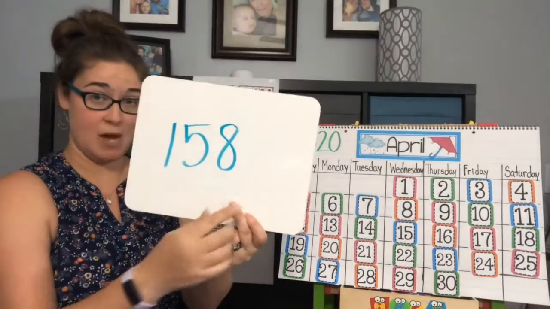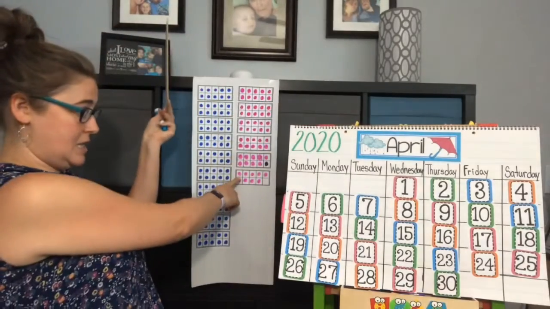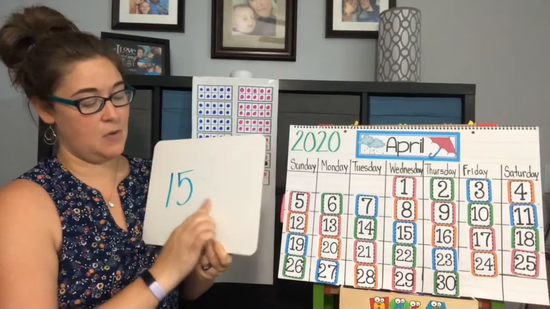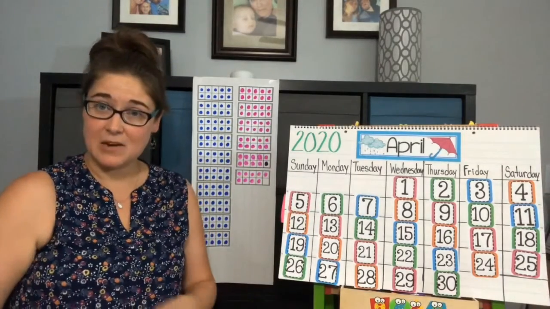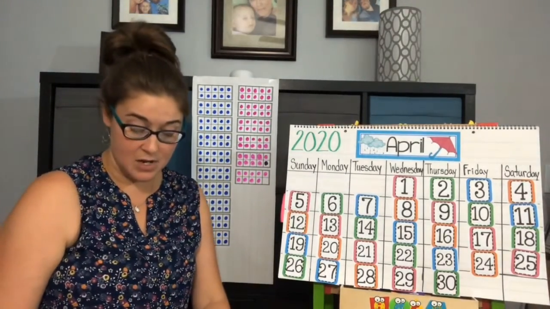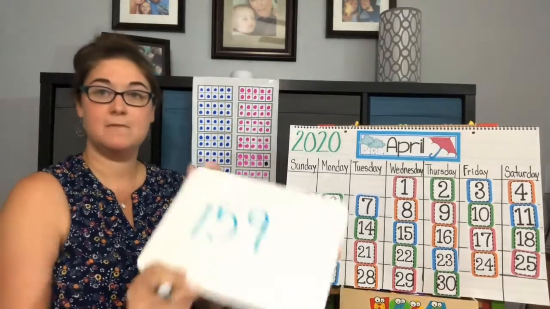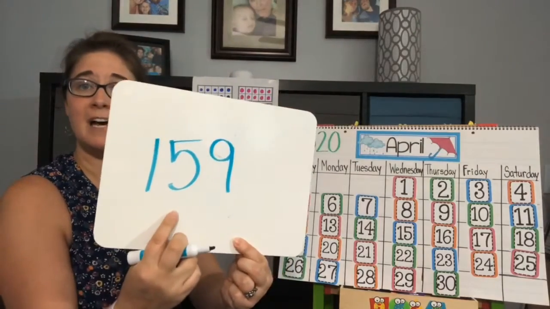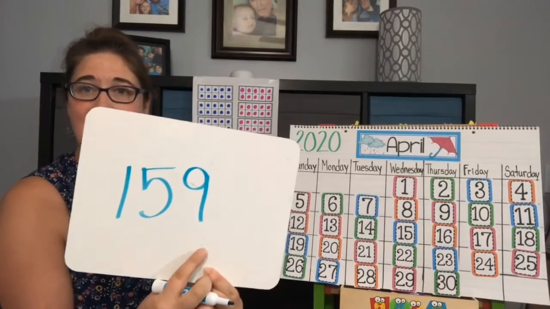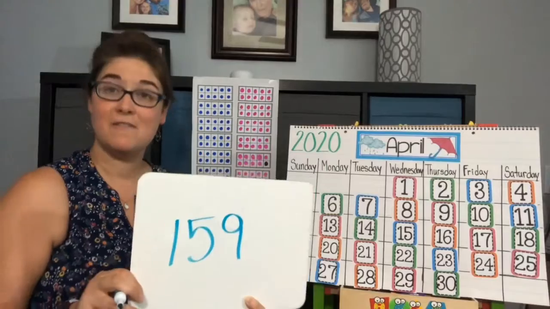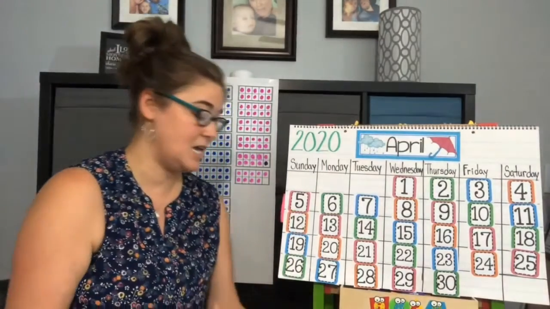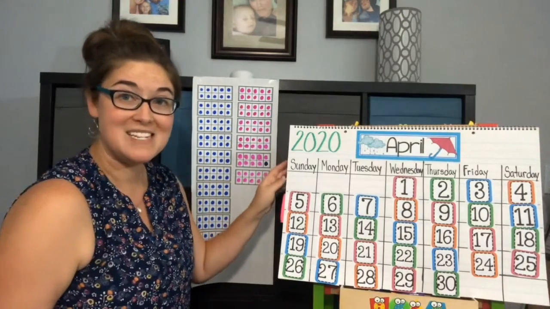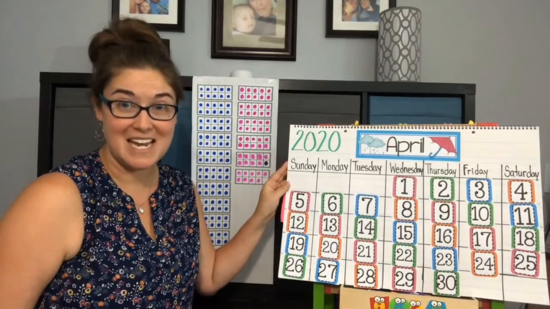Now, yesterday, we put on our board 158. Remember, we changed that ones place, that last 10 frame with our extra ones. So we need to take that 8 away. And there's not 8 in there anymore. There are 9 in there. So now 159 would look like this. One group of 100, 5 full 10 frames, and 9 extra ones. Very cool. 159.